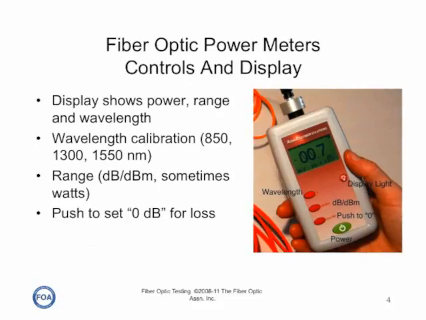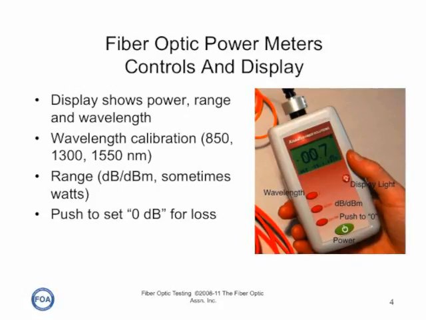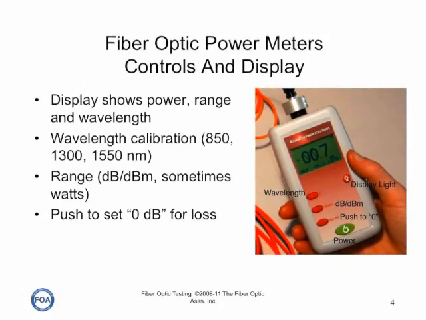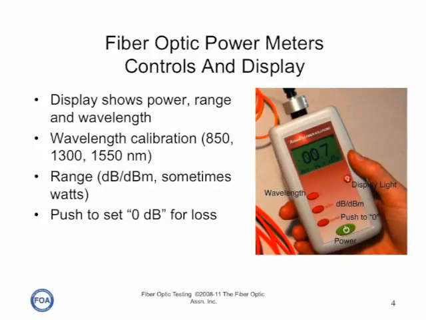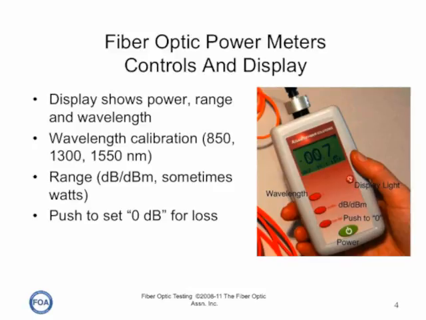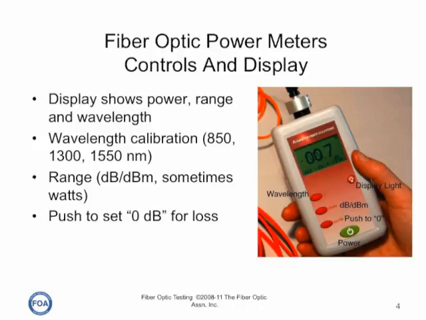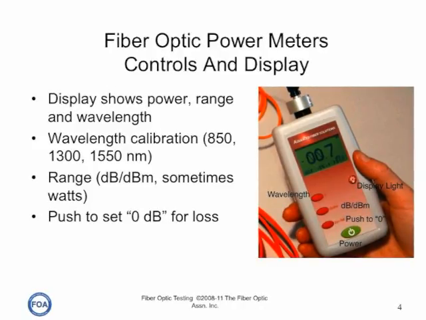A power meter has a digital display that shows the output power from the fiber, the range of the measurement, and the wavelength. The wavelength calibration is done at 850, 1300, and 1550 nanometers. Those are the wavelengths that international standards groups have agreed upon for calibration. The range is in dB or dBm and sometimes in linear scales in watts. Some meters have a push to zero to allow us to set a 0 dB reference also. That's not calibrated, it's different for every measurement.